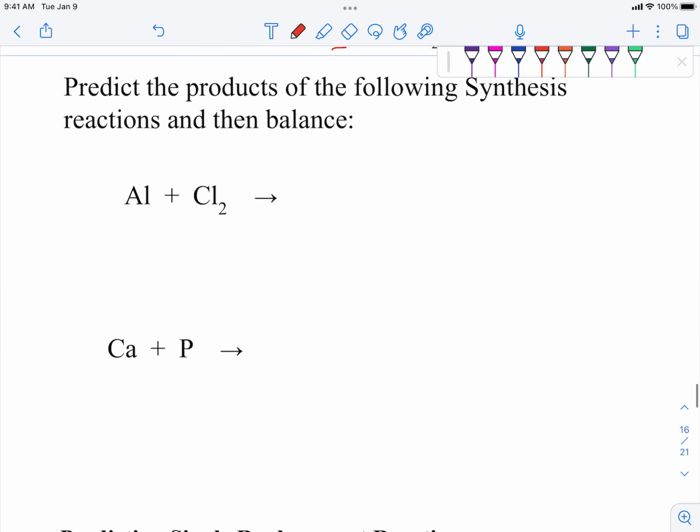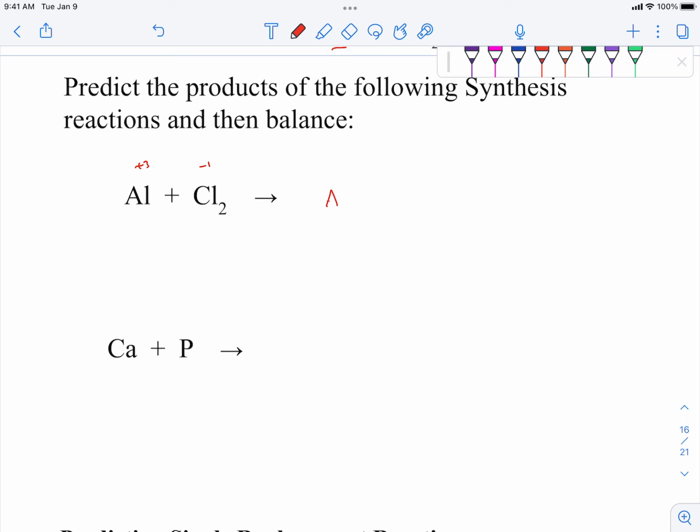So for this one, if I combine aluminum and chlorine, that's a metal with a nonmetal. You have to look up the charges to see what these could form. So charge on aluminum, what it bonds? What do you guys think? It's going to be +3. So if that's a +3, what's the charge on chlorine?